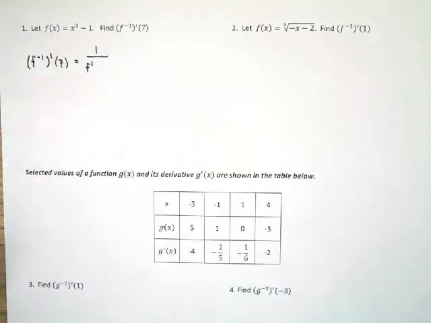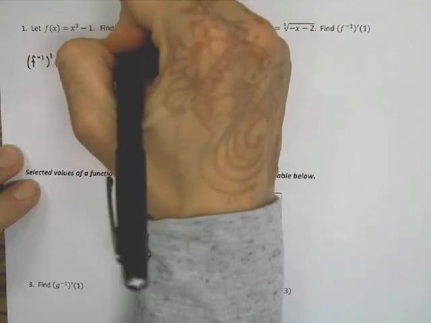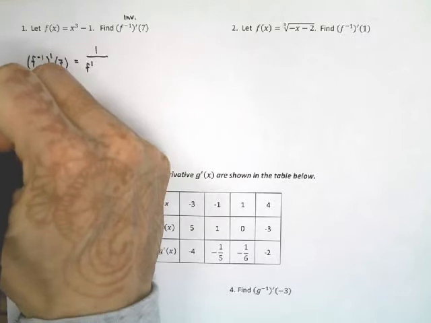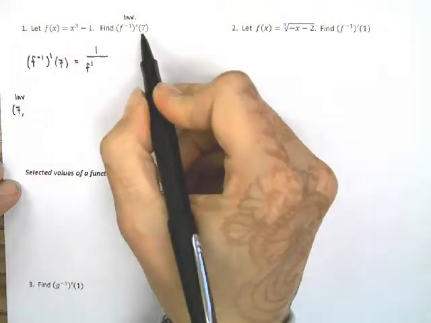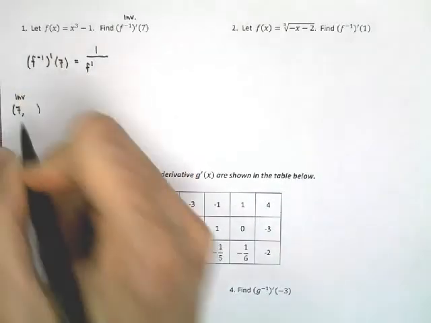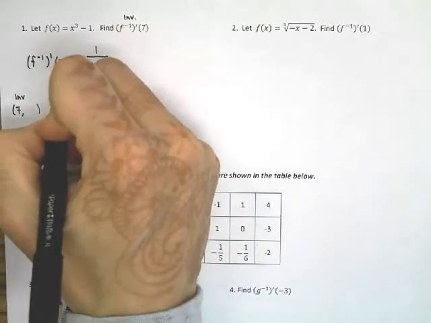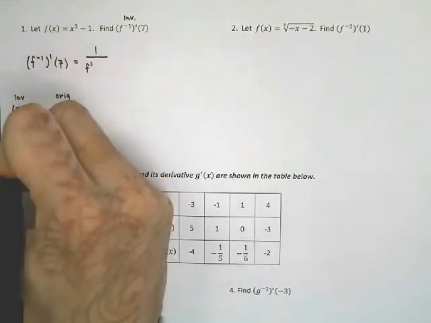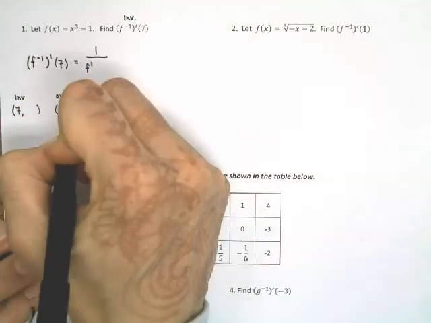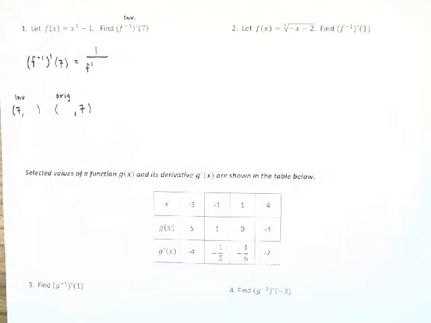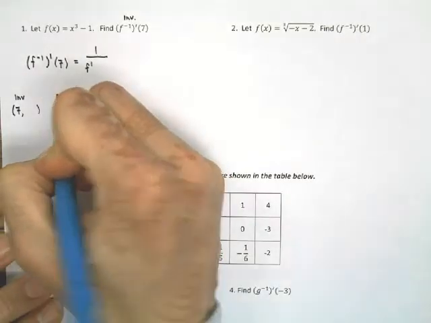Now again, this is my inverse right here. So I know my inverse has an input of 7. I'm not even going to worry about the output there because what I need to know now is that my original function, if the input of the inverse was 7, my original function must have an output of 7. And that's going to, again, help me solve for this x value that I need.